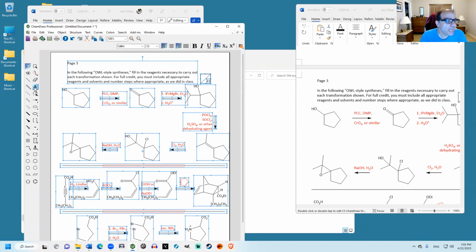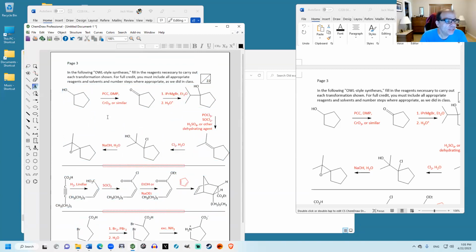On the next page, we have some synthesis questions. I called them OWL-style syntheses because we were using OWL at that point rather than Active. But Active has similar questions to this. So in a question like this, you just need to fill in the reagents. And it requires knowing what each type of reaction is.